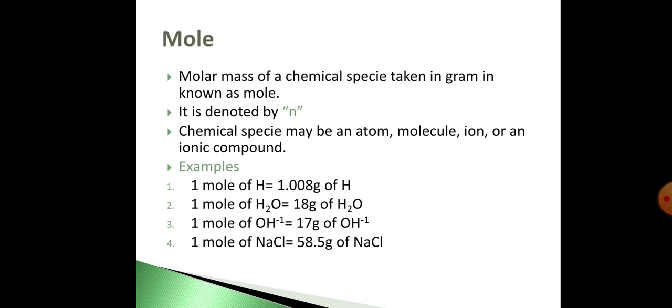In the same way, in case of hydroxyl ion, the ionic mass is 17 AMU. So, if we take 17 gram of hydroxyl ion, then it is equal to 1 mole of hydroxyl ion. Similarly, we know that the molar mass of NaCl is 58.5 AMU. So, if we take 58.5 gram of NaCl, then that quantity is 1 mole of NaCl.